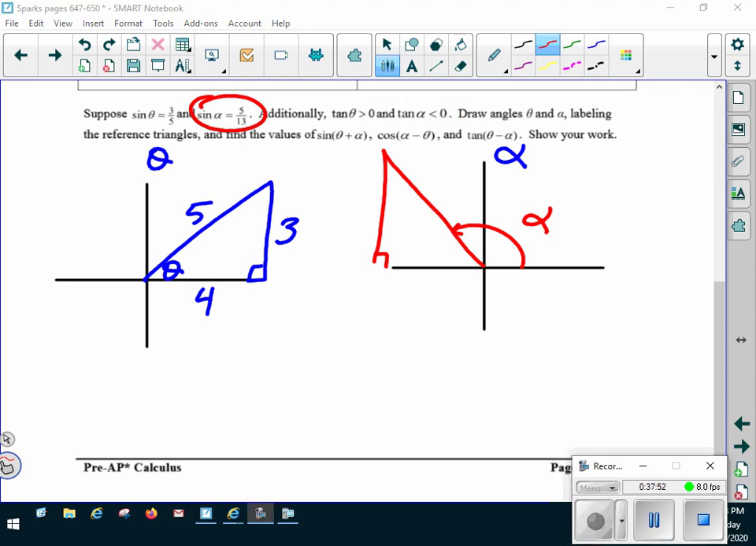The sine of alpha is 5/13. Where do I put numbers? 13 is the hypotenuse. Good. Sine is opposite over hypotenuse. Opposite 5, hypotenuse 13. The adjacent side is -12 because we're going left.